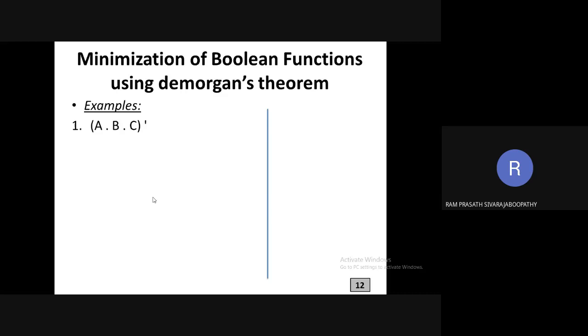a dot b dot c whole bar. Kindly type the answer for this. a dot b dot c the whole bar. இதுக்கு எப்படி ஆன்சர் போடலாம்? What will be the answer for this expression? Kindly type it in the chat.